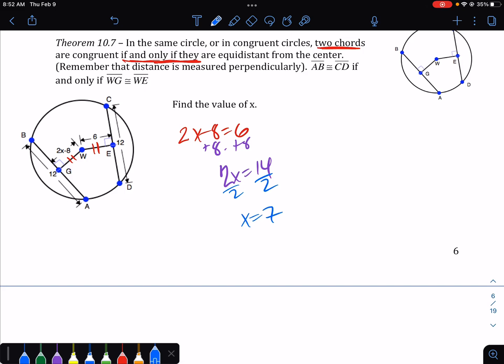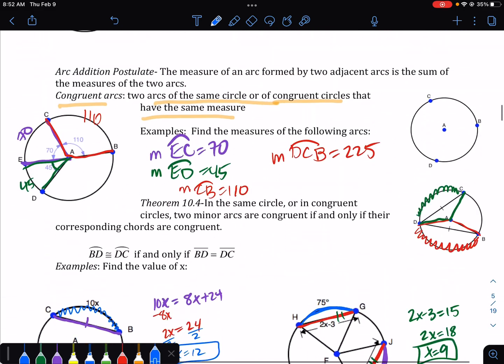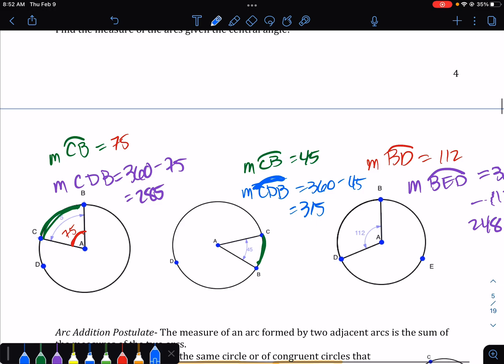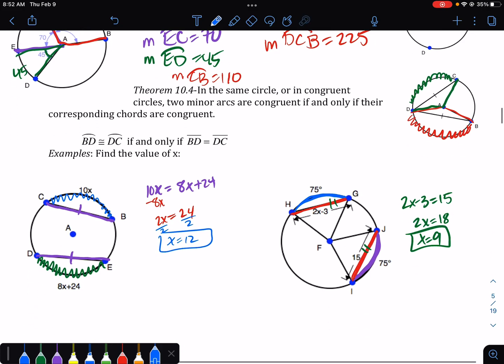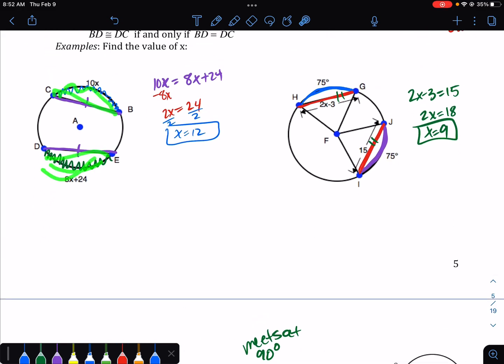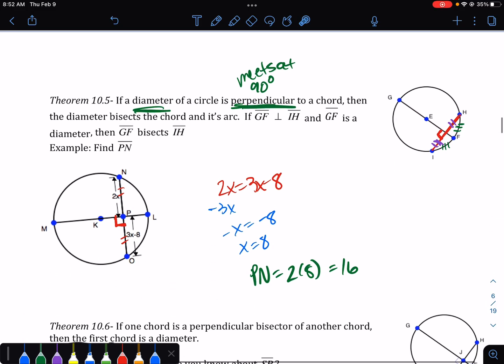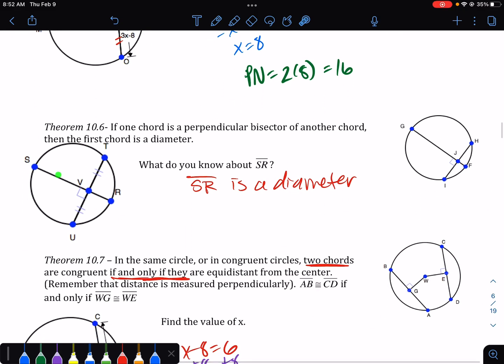Okay? So we have several new things that we looked at. We looked at what a central angle is, how we find the measurement of an arc, how we name arcs, the difference between a minor and a major arc, the arc addition postulate, and then if we know chords are congruent, then we know their minor arcs are congruent. Or if we know the minor arcs are congruent, then we know that the chords containing those minor arcs are congruent. If you have a diameter and it's perpendicular to a chord, then you know that it's a perpendicular bisector, or vice versa. And if you have a chord that's perpendicular to another chord, then that first chord has to be the diameter.